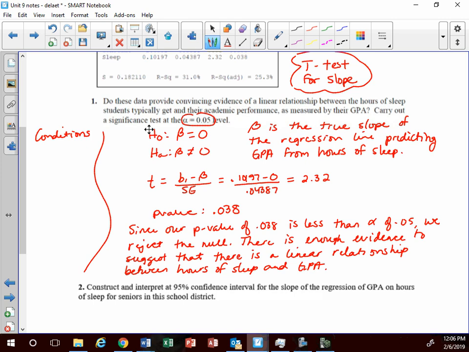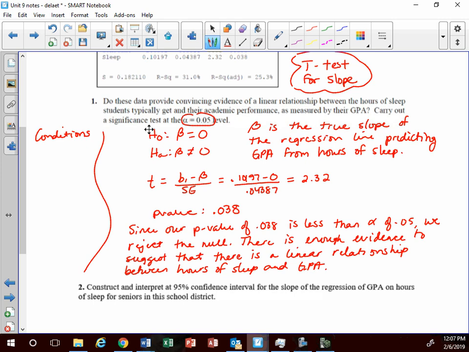Do you want to just say beta is not equal to 0, or do you want to write the actual value? If in your null and alternative you say the true slope of the regression line is 0, then you don't have to define it over here. You can just use symbols there and define it once. But we're not putting the 0.10197 into our null. That's not beta. We always use beta equals true 0, because that would mean there's no association between those two. Okay.